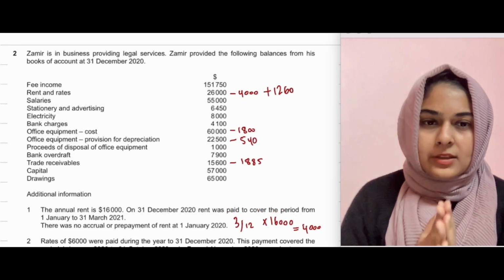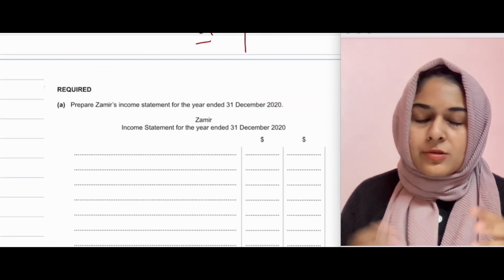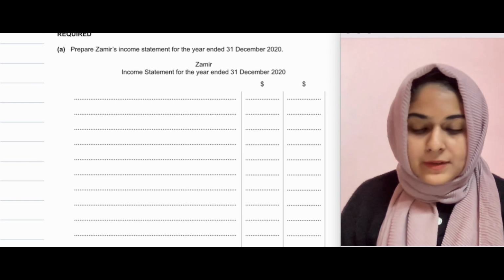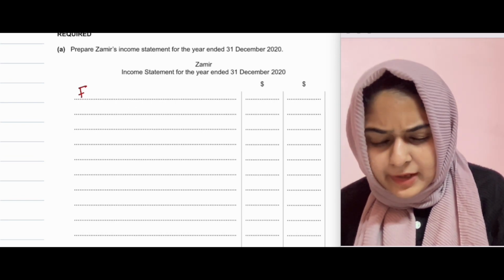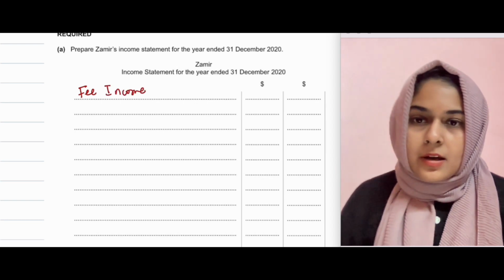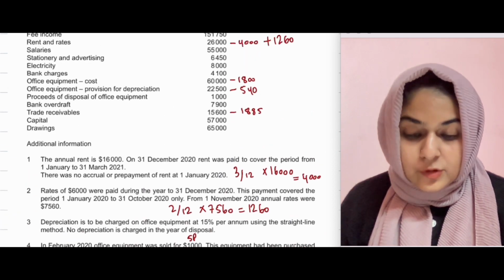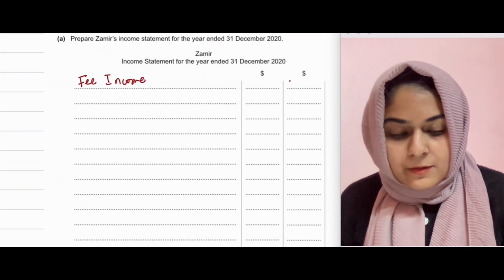Part A of this question, we'll be making an income statement, and like I told you guys before, there will be no cost of sales section, so we just start with fee income. So he'll be right, fee income is basically what we are receiving from clients in the form of income. So 151,750 from the trial balance. We'll just take it like this.